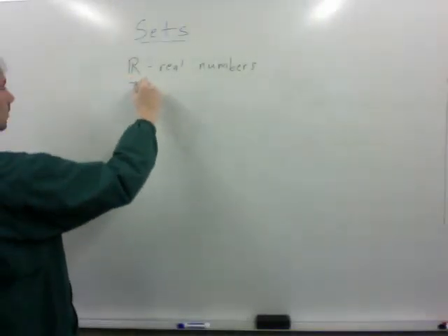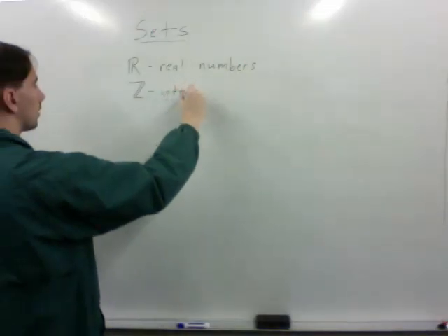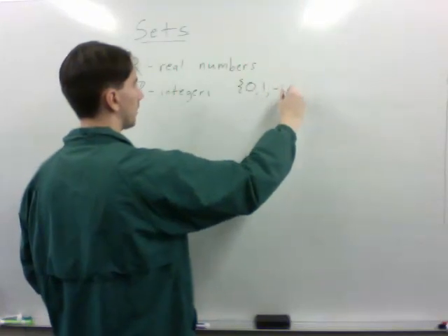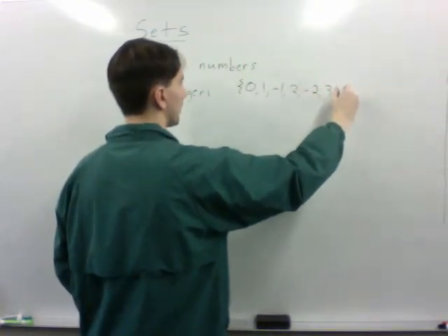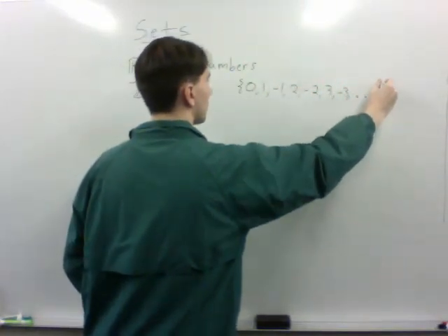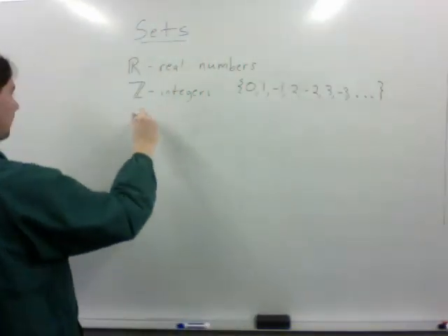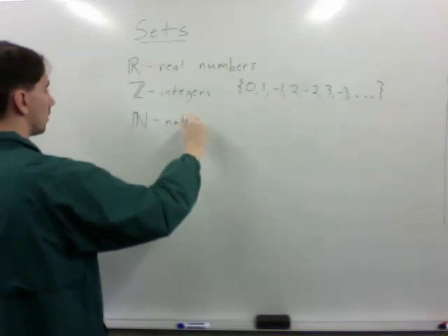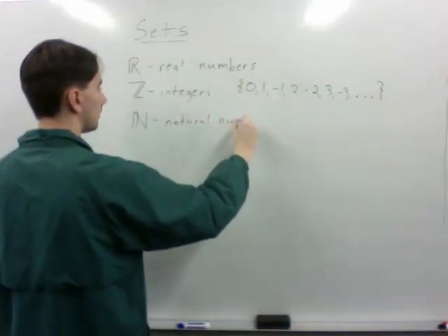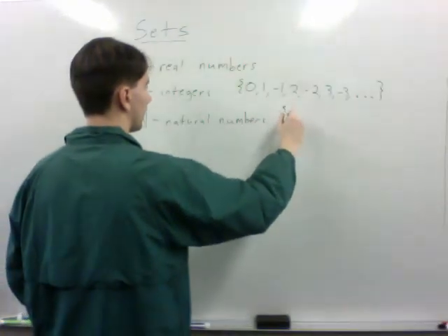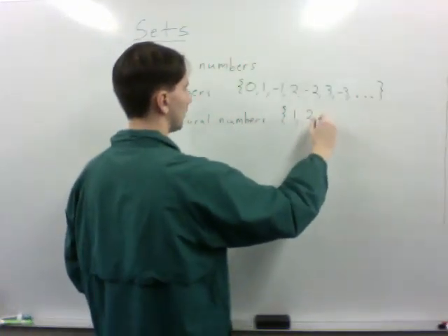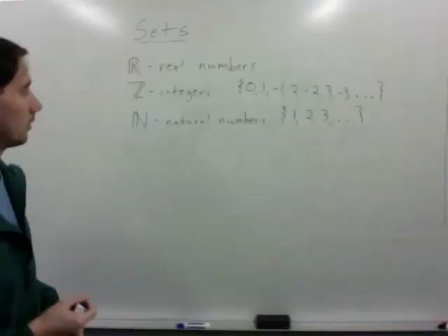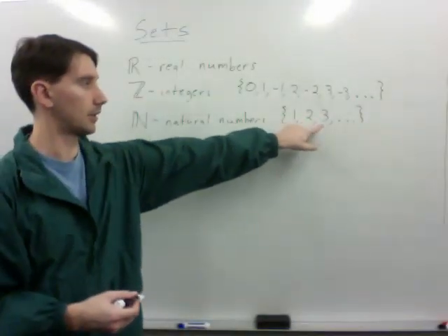We have the integers. Remember, this is the set 0, 1, -1, 2, -2, 3, -3, and so on forever. We have the natural numbers, which we take in my classes to be 1, 2, 3, and so on. So just the usual counting numbers, or the natural numbers. This is what you learn as a kid as you start counting.